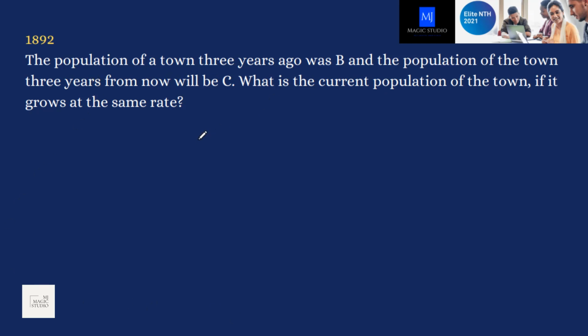The population of a town 3 years ago, I'm standing here, 3 years ago was B. And the population of the town 3 years from now would be C. This is 3 years, this is 3 years. What is the current population? Now, this is an application. If it grows at the same rate, then this is just an application and nothing else.